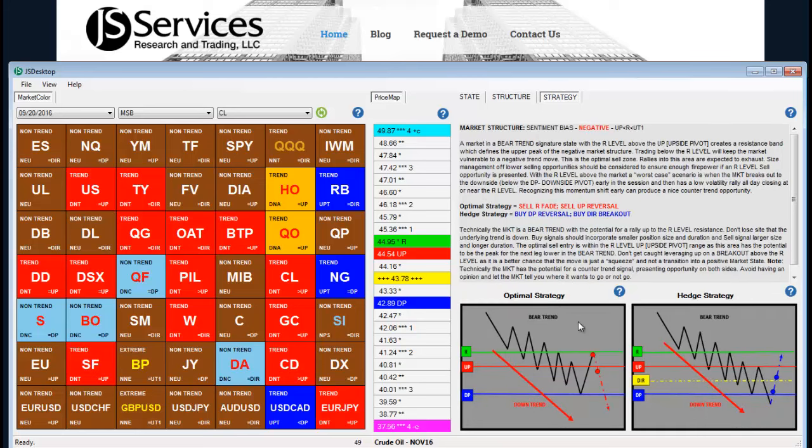Strategy-wise, the optimal strategy is to fade momentum into the R level at 44.95, and then we can put some leverage up on that if we get a sell UP reversal strategy. And on a hedge strategy theme, if we see an exhaustive signal off the downside pivot, and then a break in market structure above the directional, that would target the R level, which would ultimately be a rally to sell.